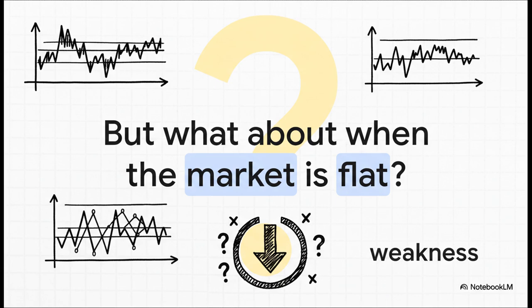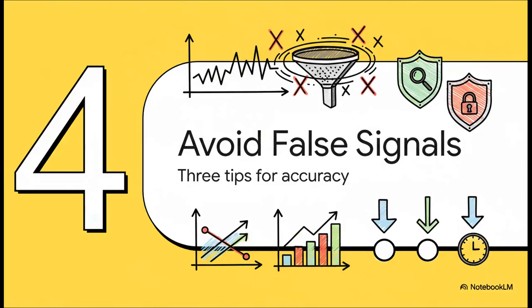This all sounds great when the market is clearly moving up or down. But what happens when it's just flat, chopping sideways with no real direction? This is the MACD's primary weakness. It's kryptonite, and it's absolutely crucial to understand this part. So, how do we avoid those frustrating false signals? Well, our source gives us three fantastic pro tips to help filter out the bad trades and seriously improve our accuracy.